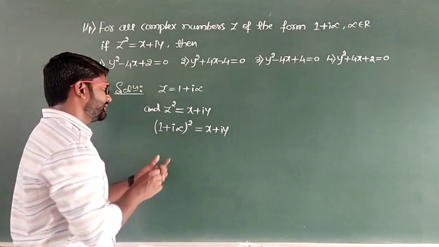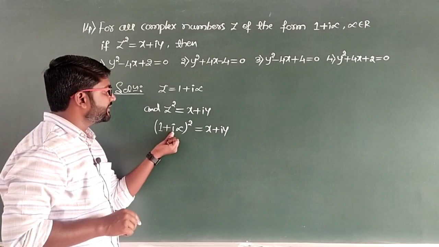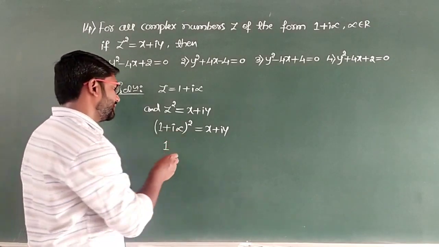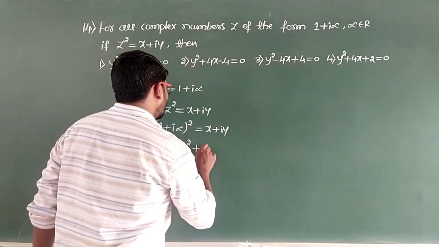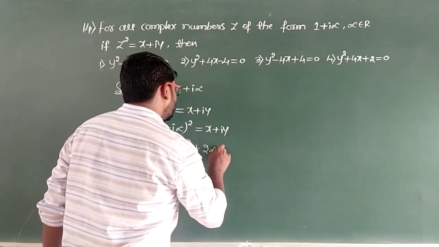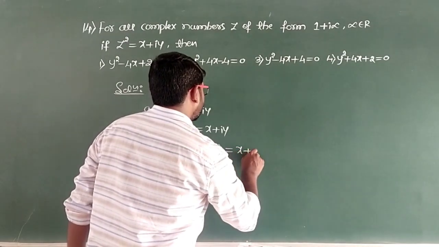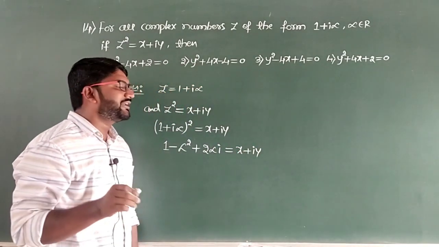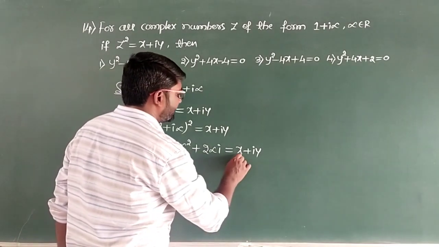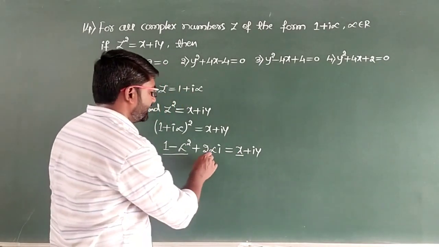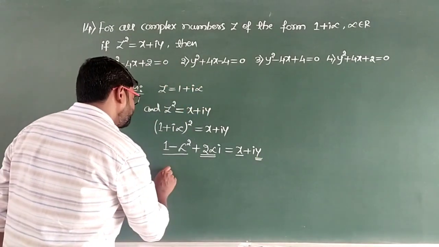Now expand this. It is 1 squared, it will be 1, then i squared α squared, i squared value is minus 1, so we get minus α squared plus 2αi, this is equal to x plus iy. Now equate the corresponding real parts and the imaginary parts. 1 minus α squared is the real part, here x is the real part, and here 2α is an imaginary part, and here y is an imaginary part.